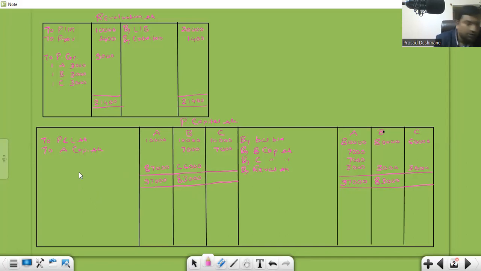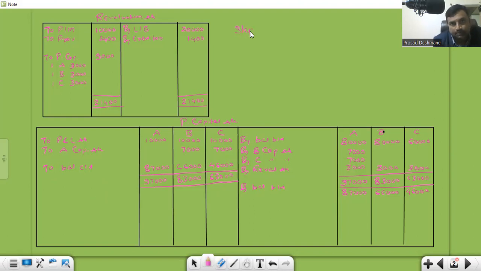Similarly, I'll close for C also. The total of the credit side is 63,000. This 63,000 I'll put over here, and from this also I'll subtract the 17,000, whatever I have on the debit side. So these are the adjusted balances after doing all the adjustments given in the sum. These are the balances of all three partners: 87,000, 66,000, and 46,000. Correct?